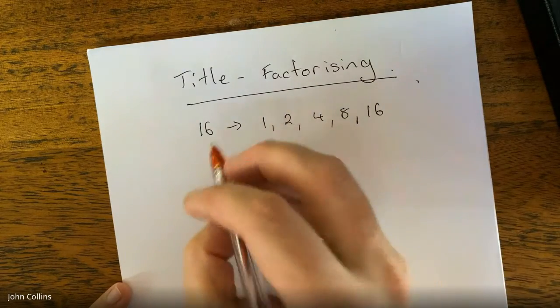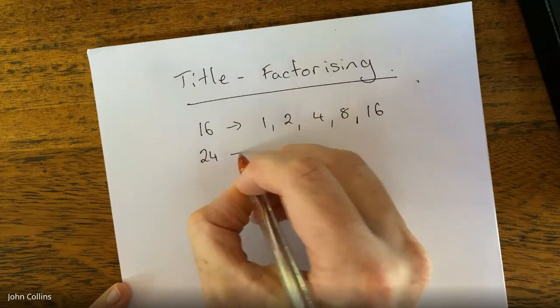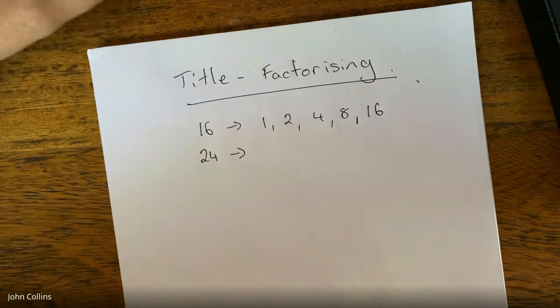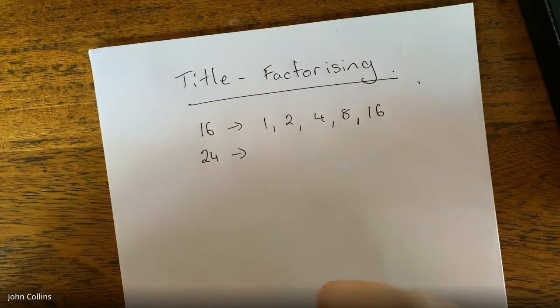So 16 has factors 1, 2, 4, 8, and 16. Let's test a few of you on your speed factors. Can anyone type all the factors of 24 in the chat? Who can get all factors of 24? Let's see who can get it first, typing into the chat without missing any.